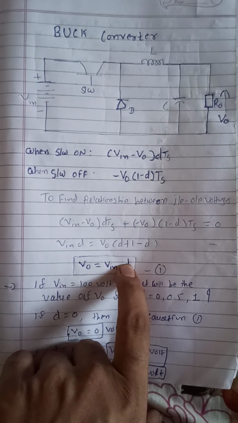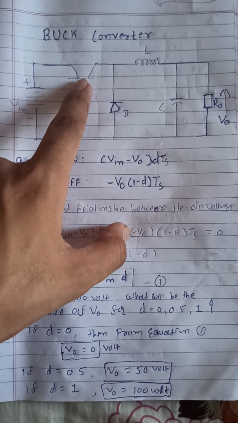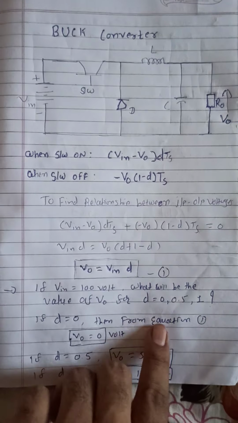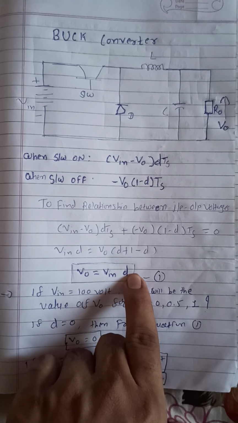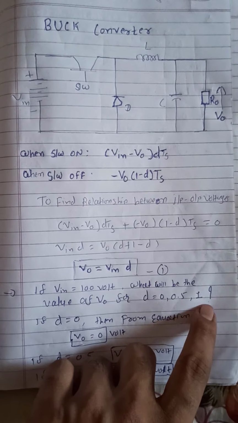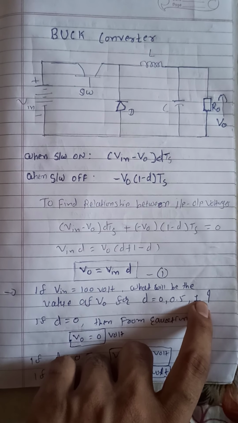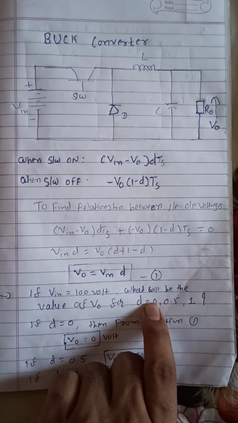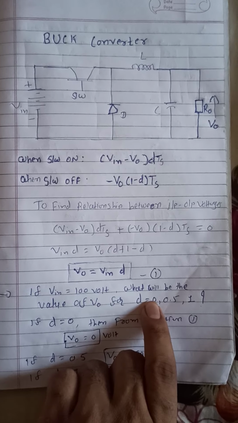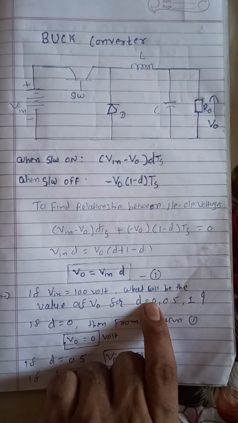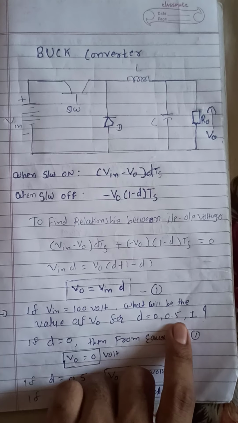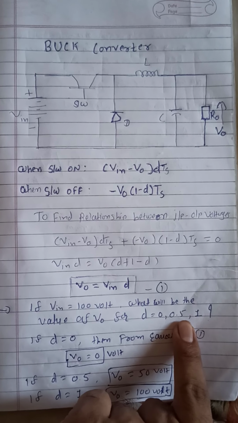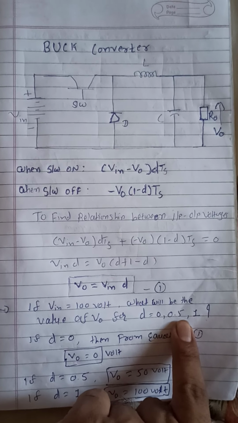D equal to 1 means your switch is permanently on, and only then will you get D equal to 1. There is no off period, only the on period, permanently on. D equal to 0 means permanently open, or you can say permanently off. And 0.5 means for 50% of the time period the switch is on, and for 50% the switch is off.